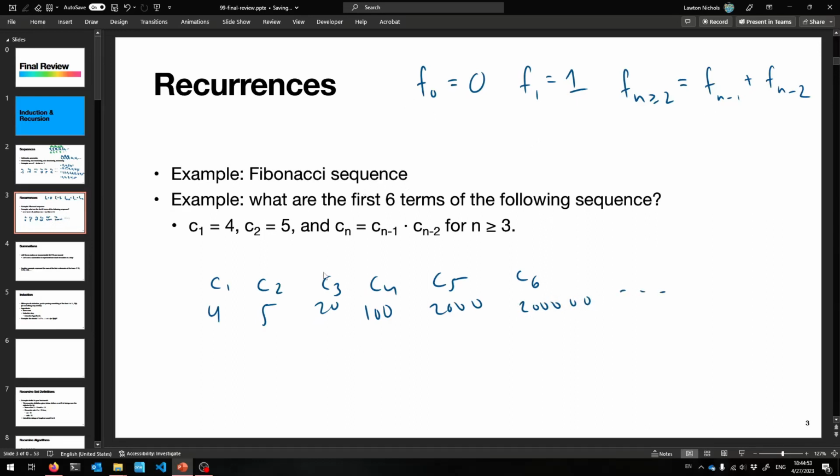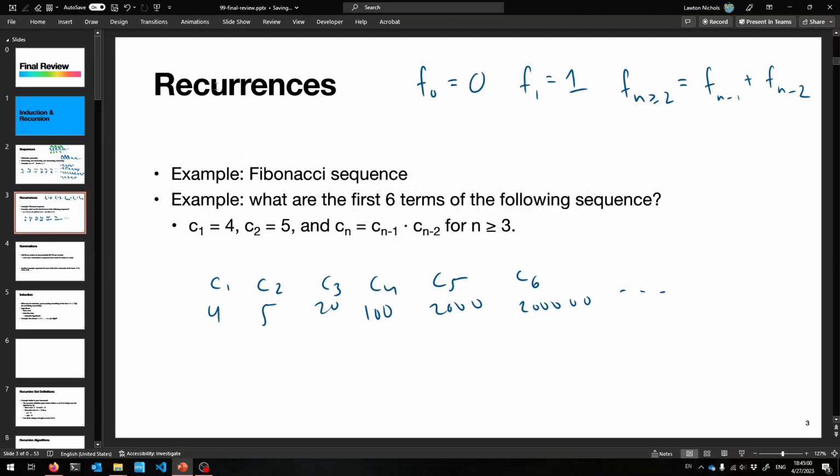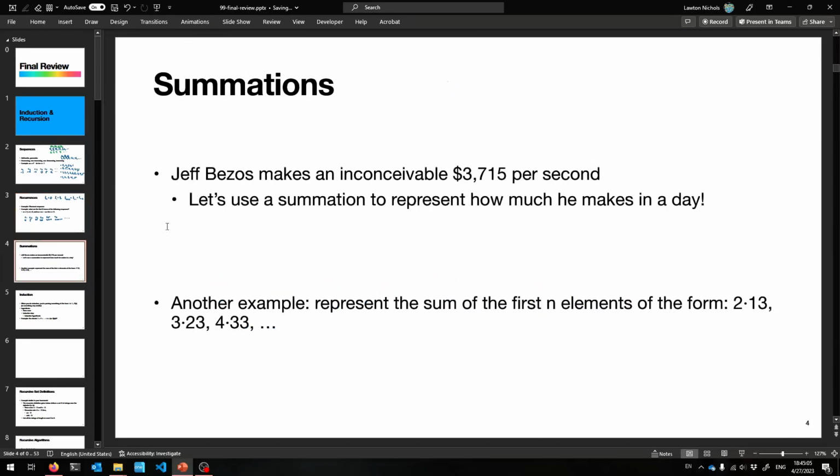But that's a recurrence relationship. You're going to say how this sequence is defined in terms of previous elements. It's kind of recursive, and so you see the recur part again. What about summations? I just have a bunch of things to say, so let's just keep going through them all.